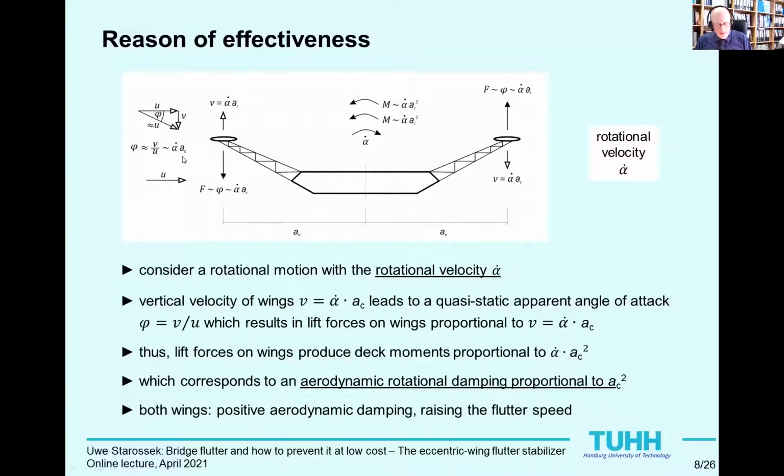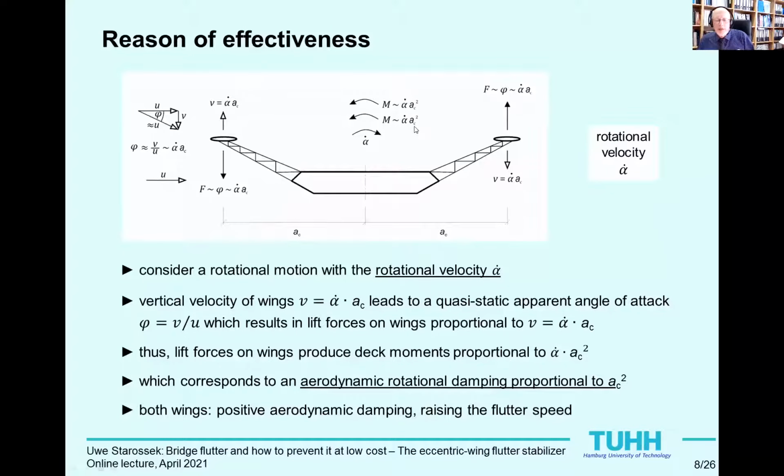The apparent angle of attack results in lift forces on the wings that are proportional to phi and hence proportional to alpha dot times ac. These forces have a lever arm with respect to the bridge axis, which is the eccentricity ac. Consequently, they produce moments on the bridge deck that are proportional to alpha dot times ac square.